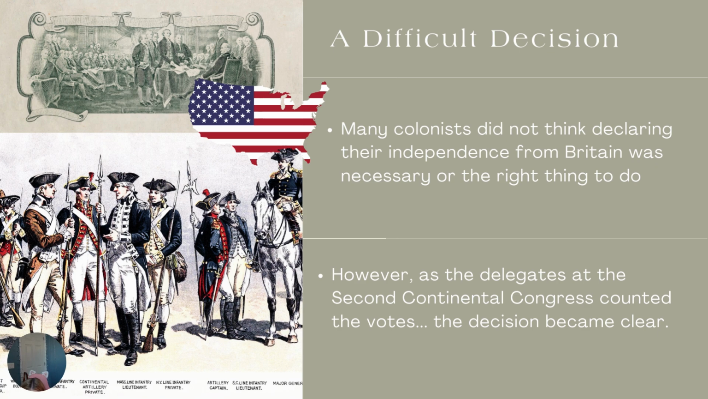And it was a difficult decision. A lot of colonists didn't think that declaring their independence from Britain was necessary or the right thing to do. They're scared. But as the delegates, which are like the representatives from each colony, met in the Second Continental Congress, when they counted the votes, because they literally voted on who wants to declare independence, it became very clear that all of the colonies wanted to declare independence from England.